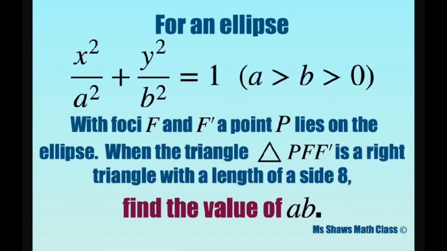21. For an ellipse, x squared divided by a squared plus y squared divided by b squared equals 1, our a is bigger than b. So that means our major axis is going to be the x-axis, or the horizontal. We have foci F and F prime, and a point P lies on the ellipse. When triangle PFF prime is a right triangle with the length of side A, we're going to find the value of A times B. All right, and our A and B are all going to be positive.